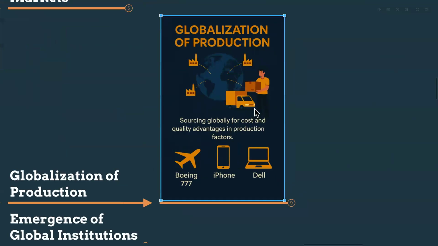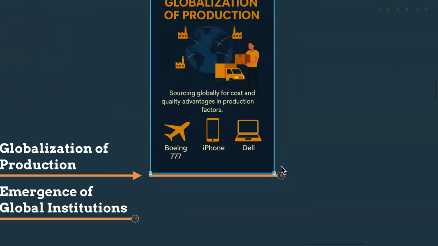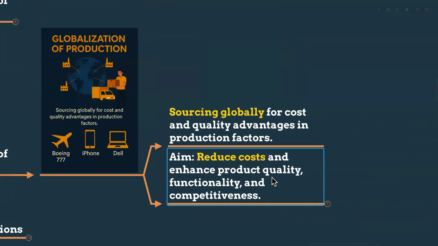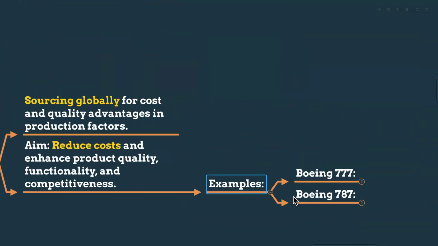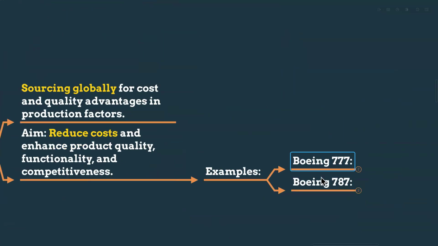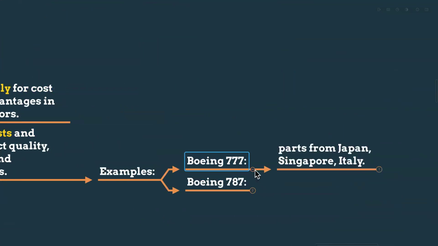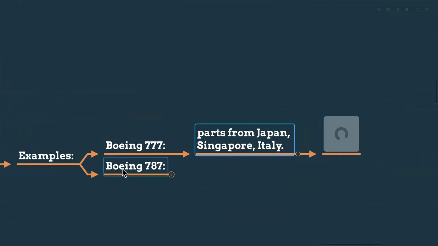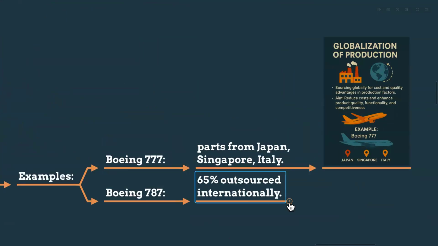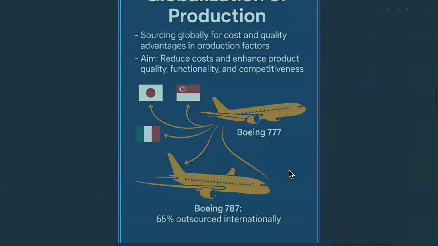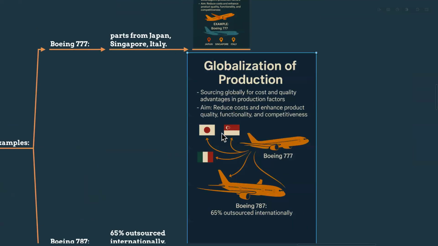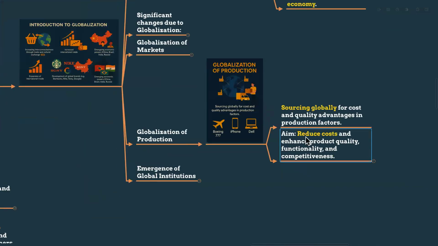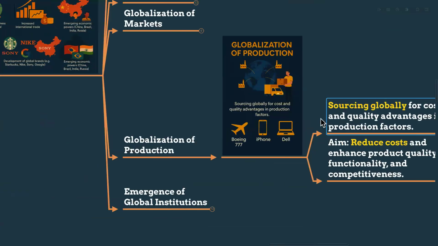Companies source raw materials globally for better quality, lower cost, and special expertise. The aim is to reduce cost and enhance product quality, functionality, and competitiveness. Take the Boeing 777, that is the airplane name, with parts from Japan, Singapore, and Italy. And the Boeing 787 is 65% outsourced internationally. They get some parts from one country, some parts from another country. Like that, to reduce cost, we are sourcing globally.